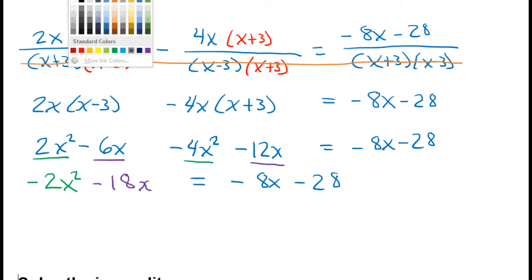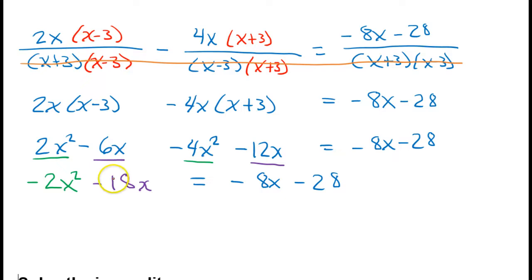Okay, so if I want to get 0 on one side, now I really like this x squared term to be positive. So I'm going to actually get 0 over here and move everything over to the right, just because it helps me if the leading coefficient is positive. So I am going to add 2x squared to both sides like this. I'm just putting it in the front. And I'm going to add 18x to both sides.